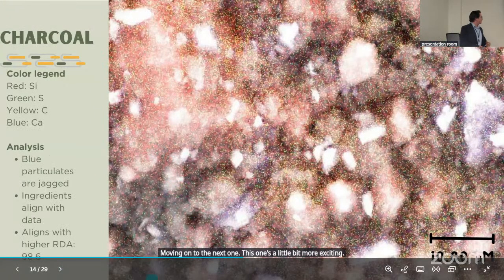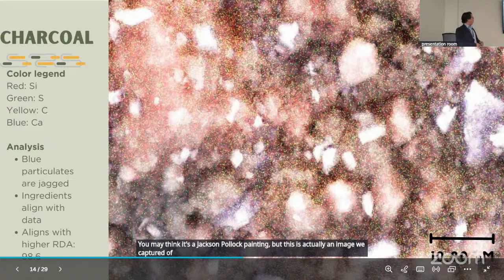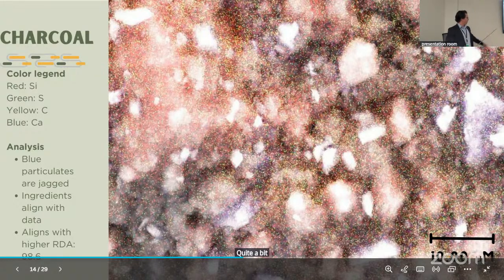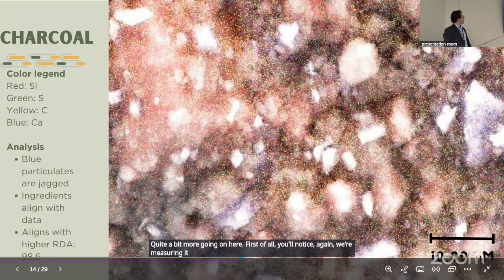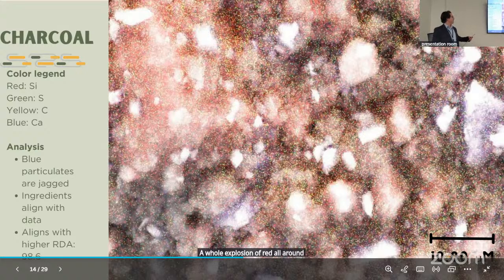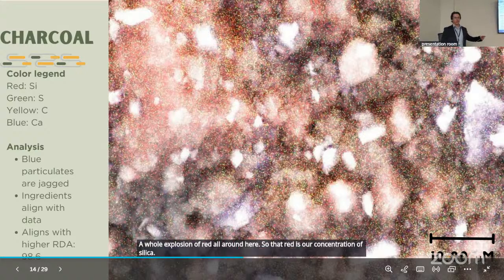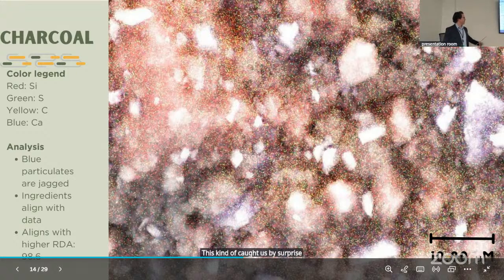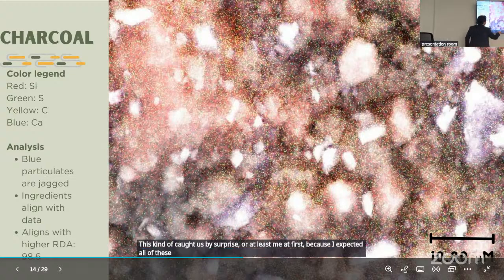You may think it's a Jackson Pollock painting, but this is actually an image we captured of our charcoal toothpaste. So there's quite a bit more going on here. First of all, you'll notice, again, we're measuring it in 10 microns, so same scale as the other one. A whole explosion of red all around here. So that red is our concentration of silica. This kind of caught us by surprise, or at least me at first, because I expected all of these larger sort of parts to be what the silica was.